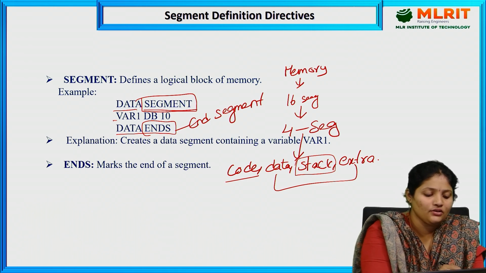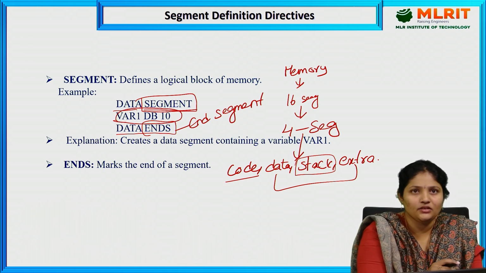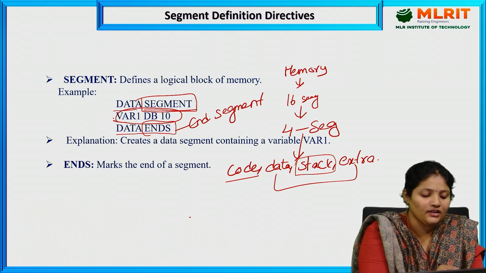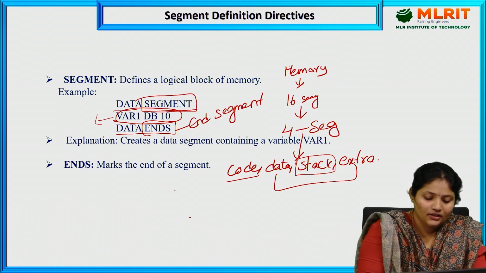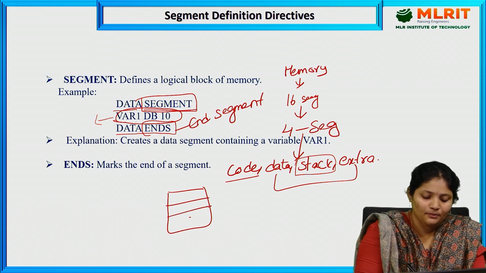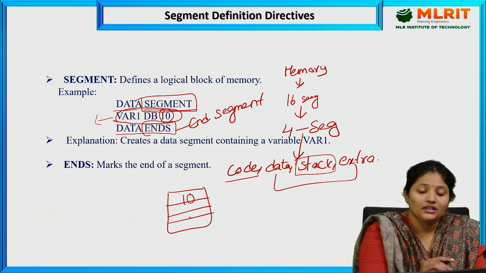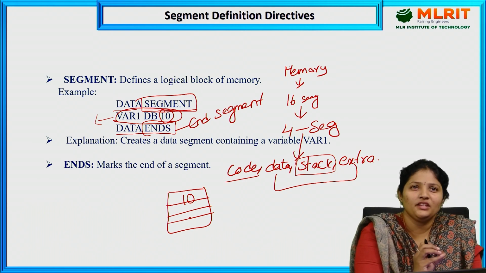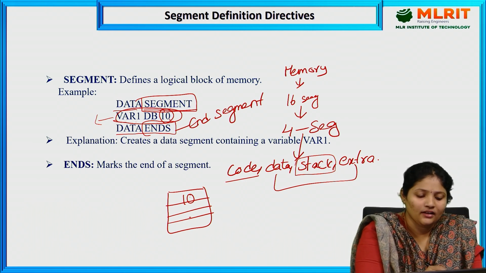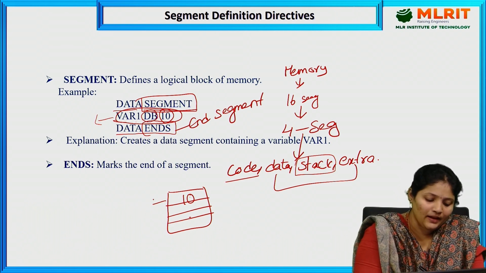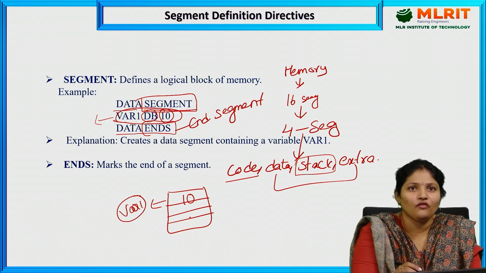Between that, this is the data segment, so I was assigning some data in this particular segment. Here var1 is the label, and with db, define byte, 10 will be stored. For 10, a byte location will be reserved. So for the number 10, the location reserved is a byte. 1 byte of memory will be reserved, and that memory location is specified with var1.